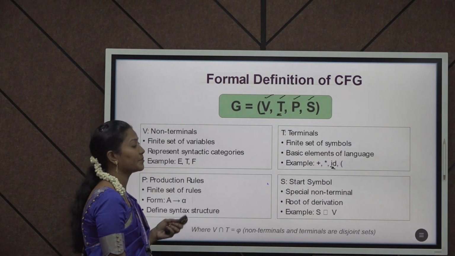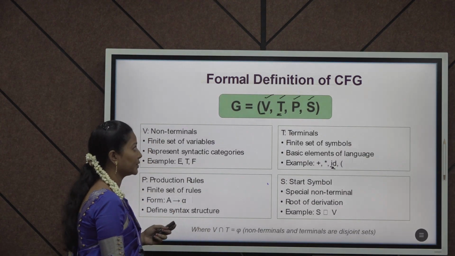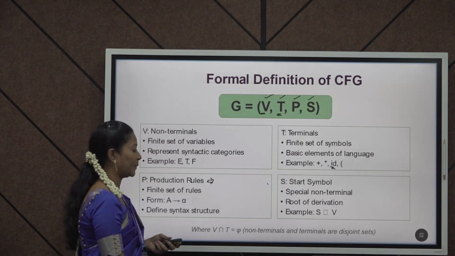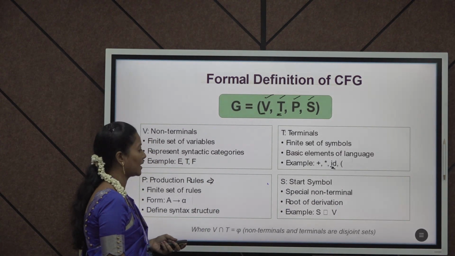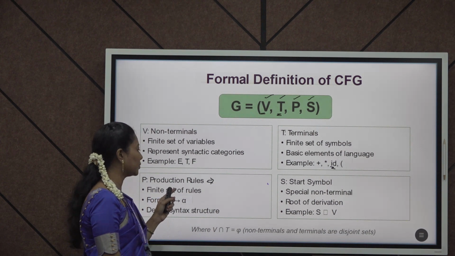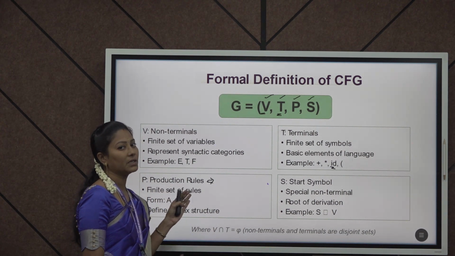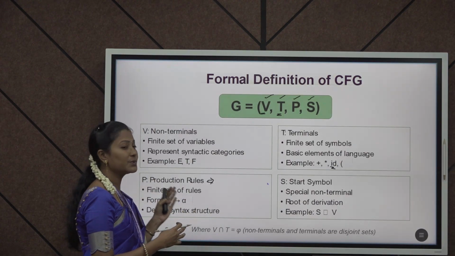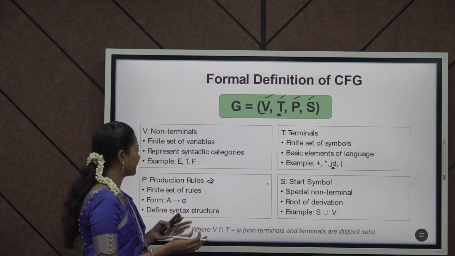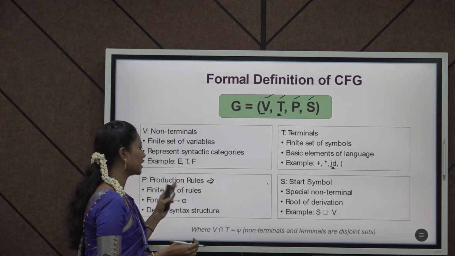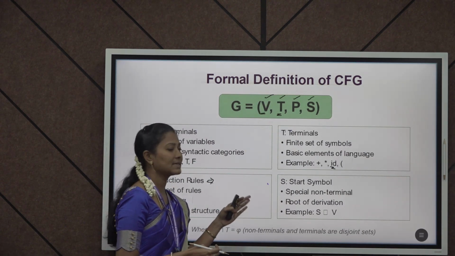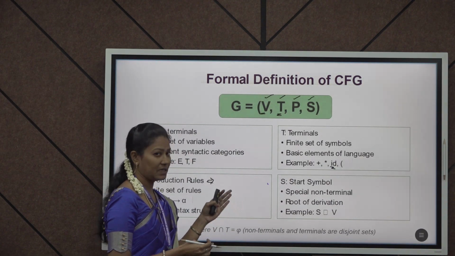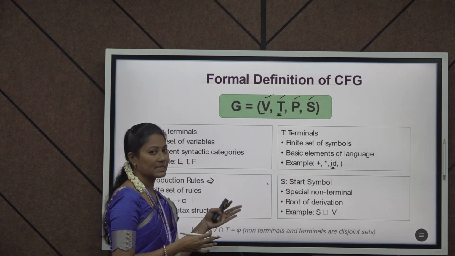The next thing is production rules. A production rule defines the syntax for a particular program structure, and it mentions how a combination of terminals and non-terminals is used to produce a string. The last one is the start symbol. It is a non-terminal symbol, and each derivation should start with the start symbol.